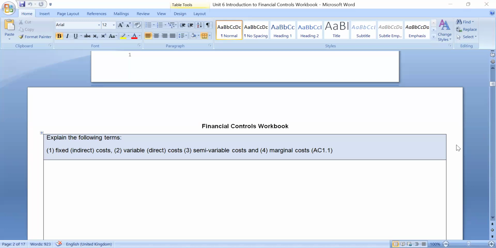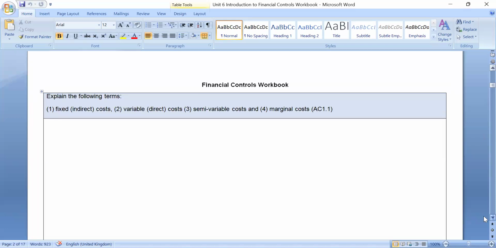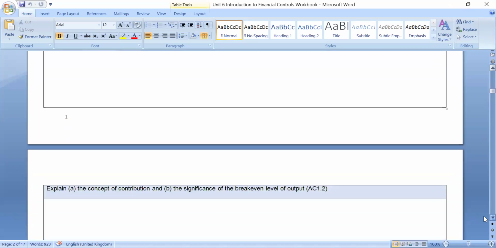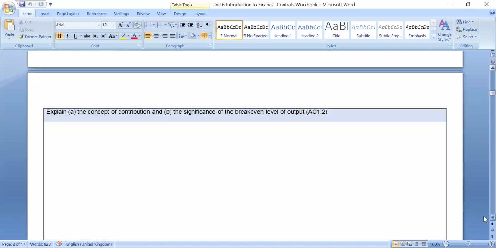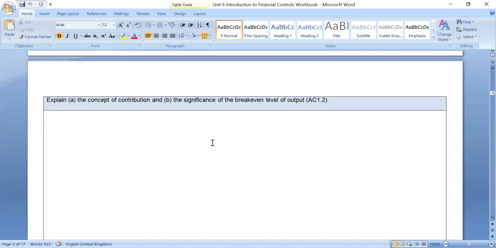Really well done. Okay, so if you're filling in the workbook, technically you're doing the assignment that you're supposed to write. Then 1.2, which will go through break even. So what is the contribution? We said contribution equals sale price, selling price minus variable cost.